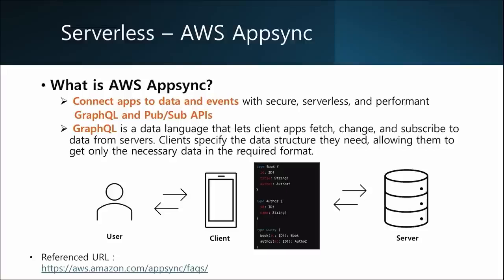For example, let's say you have a library mobile app. Users want to view information about books and authors. When using a REST API, you may need to call two different endpoints to get book information and author information. GraphQL allows clients to request all the data they need in one request. The service that manages this serverlessly is AWS AppSync.